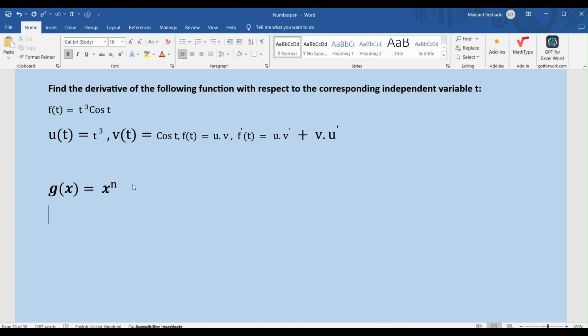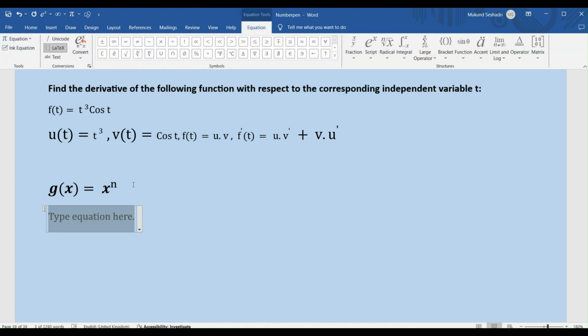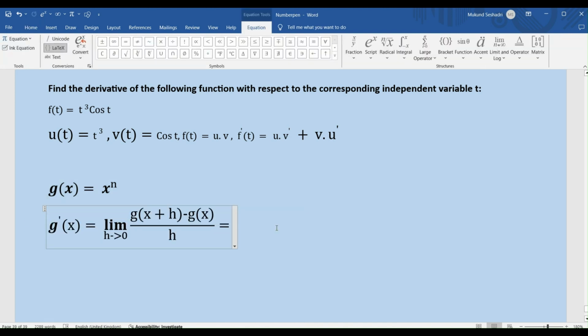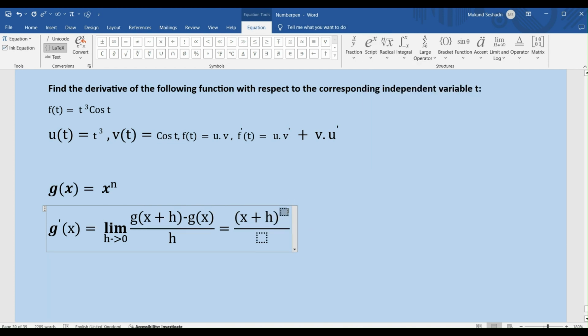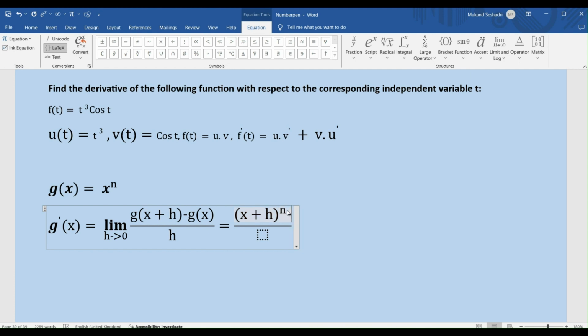So what is my g dashed of x? So this is my g dashed of x, right? Limit h tending to 0, g of x plus h minus g of x divided by h, right? And what is my g of x plus h? My g of x plus h is nothing but x plus h the whole power n, right? I'm just going to replace my x by x plus h, minus x to the power n, right? Divided by h, right? Now I know what is my x plus h the whole power n, right?